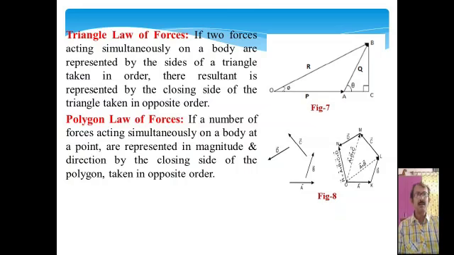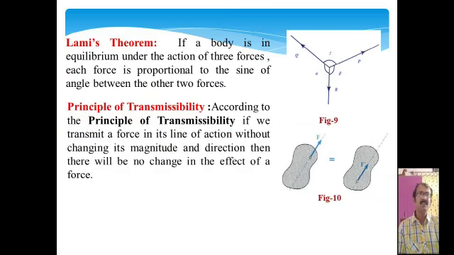Now, Lami's theorem. If a body is in equilibrium under the action of three forces, each force is proportional to the sine of the angle between the other two forces. So in this diagram, there are P, Q and R. These three forces are represented in figure 9, and the angle between P and Q is gamma, between P and R is beta, and between Q and R is alpha.